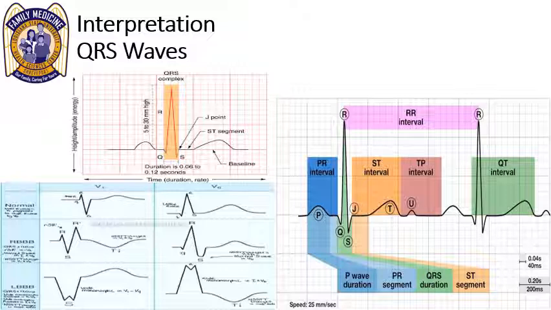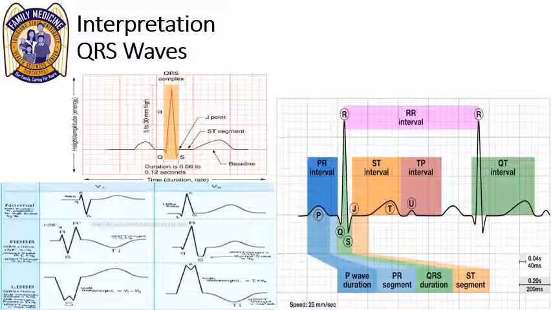The first thing you ask is, how long is the QRS? Do you have any type of abnormal variations of the QRS? And then finally, is the QRS regular compared to the others in the strip? The QRS interval should be less than 0.12 seconds, or 120 milliseconds. If it's greater than that, that's a problem. That's considered to be wide.